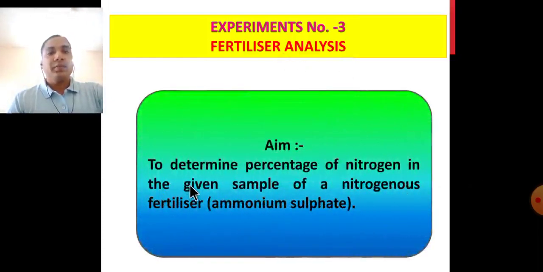The aim of this experiment is to determine the percentage of nitrogen, that is the N content, in the given sample of nitrogenous fertilizer. The sample provided is ammonium sulfate.